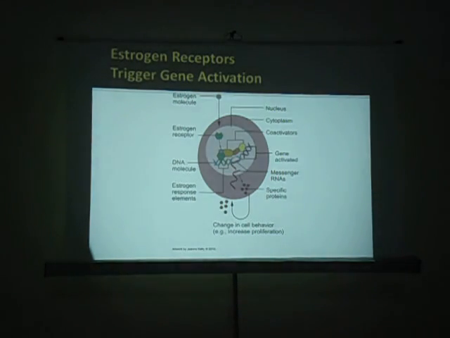So estrogen molecule, we have a cytoplasmic receptor, then it can be transferred to the nucleus. Okay, then there is activation of the co-activators where the DNA molecule acts and there are response elements. These response elements are in the form of messenger RNA and the specific proteins. Okay, so thereby there is change in the cell behavior. So this transformation and formation of these specific proteins, formation of messenger RNA, all these processes take some time.